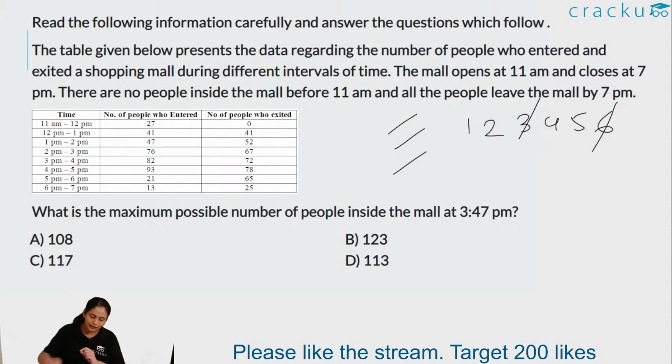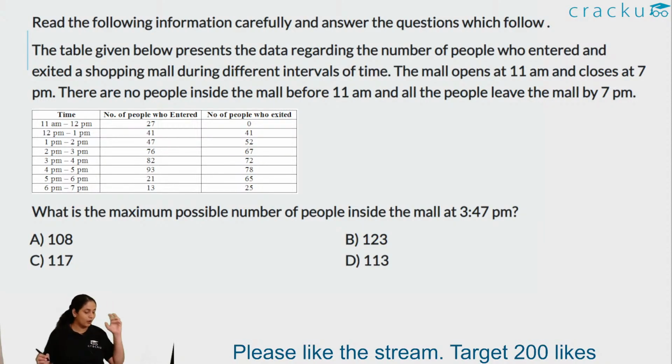So let's get started firstly with this particular set. I hope you guys tried my method of opening balance, closing balance, etc. If you did, I think this would have been a fairly easy set to solve. Okay, so let's look at the set. The table given below presents the data regarding the number of people who entered and exited a shopping mall during different intervals of time. The mall opens at 11 AM and closes at 7 PM. There are no people inside the mall before 11 AM, and all the people leave the mall by 7 PM.